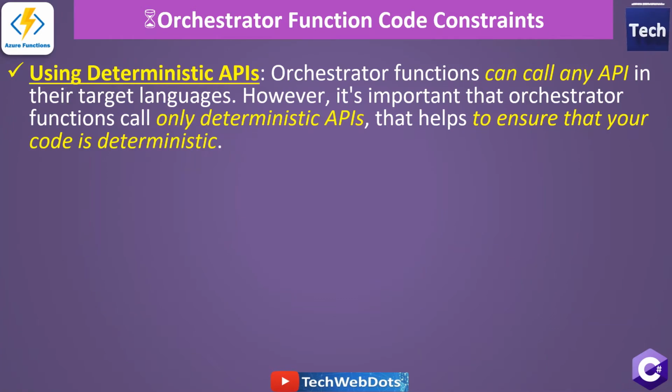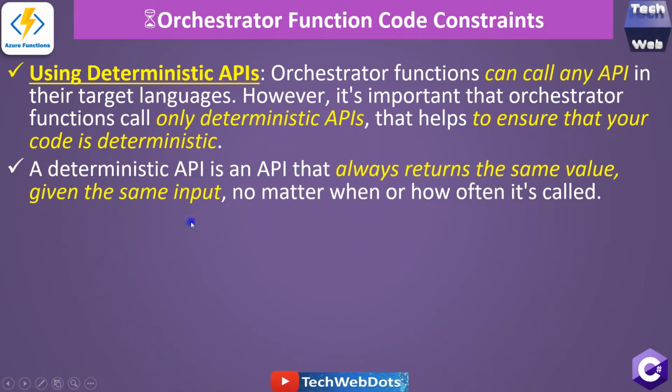For example, one of them is using deterministic APIs. Orchestrator functions can call any API in their target language. However, it is important that orchestrator functions call only deterministic APIs. Deterministic means every time it is returning the same value. That helps to ensure that your function code is deterministic.